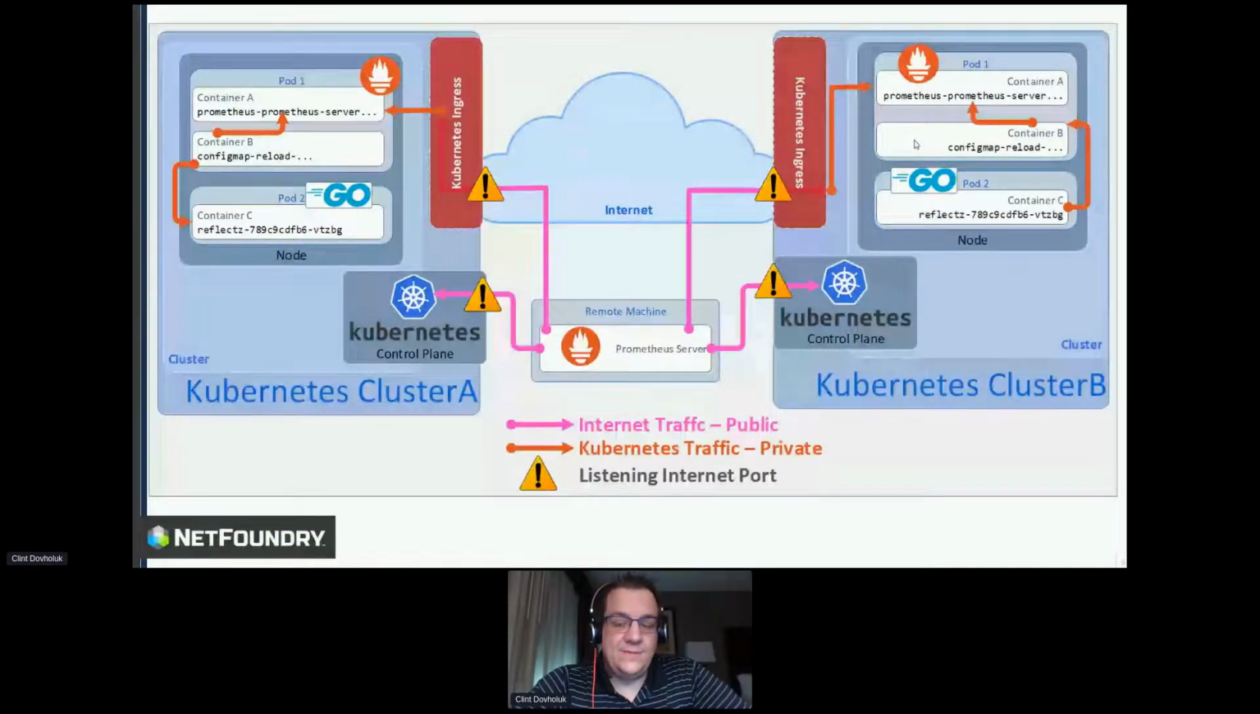So you have a Kubernetes cluster on the left, you have a Kubernetes cluster on the right, and on the bottom there, you see this remote machine where all these fuchsia lines go into the Prometheus servers. On the left, the Kubernetes API is exposed. On the right, the Kubernetes API is exposed. There are two Kubernetes ingress controllers deployed into each cluster. Little exclamation point shows you where there are open ports.